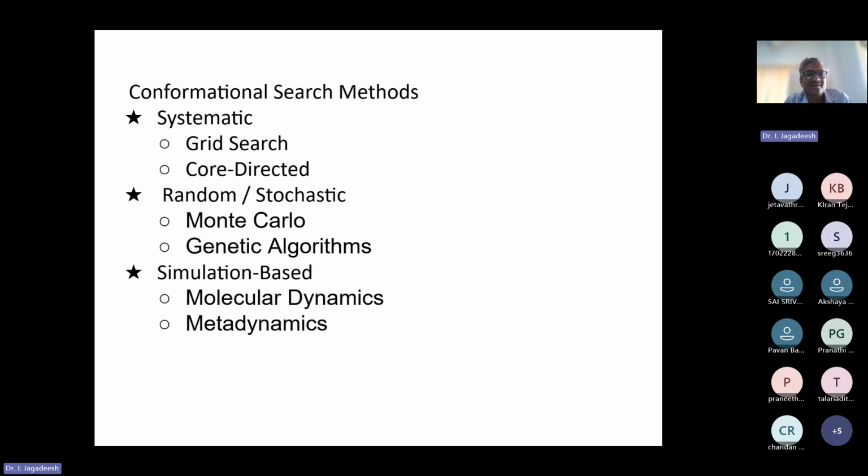There are two types in this one. One is Monte Carlo and the other is the genetic algorithm. We call it GA. So the third methodology is simulation based.